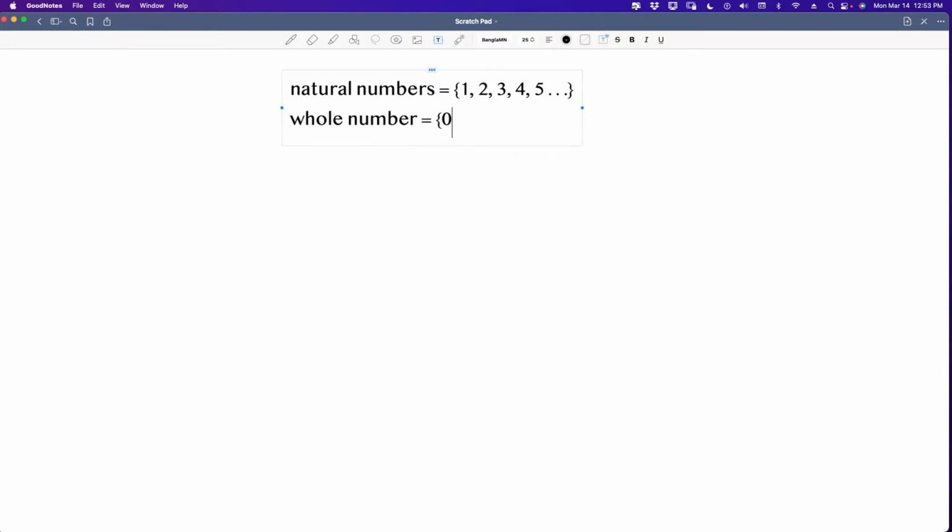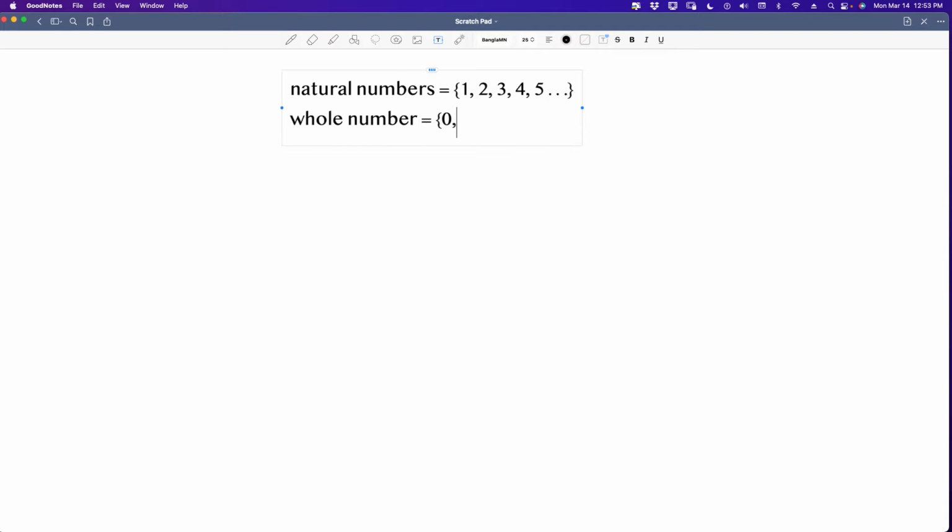My pen wants to be a pain, so I'm going to type instead. So natural numbers are the set of numbers that starts with 1, 2, 3, 4, 5, and so on, right? And this little ellipsis right here, those 3 dots, signifies that those numbers go on and on forever in that direction.